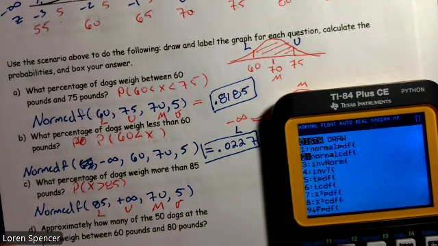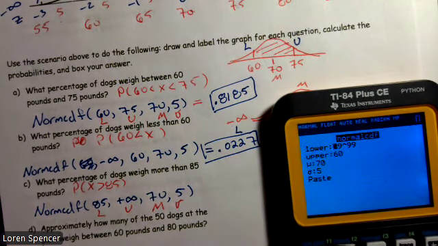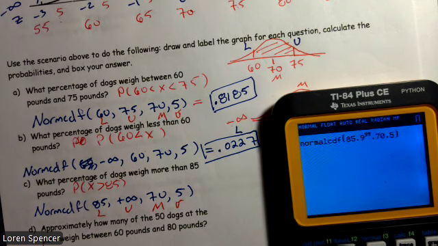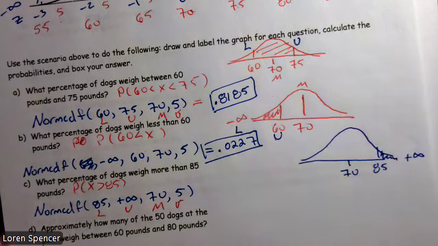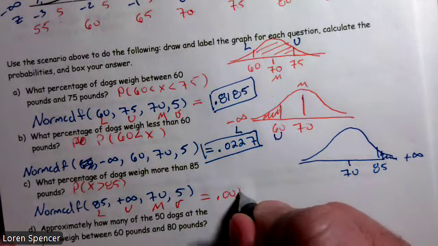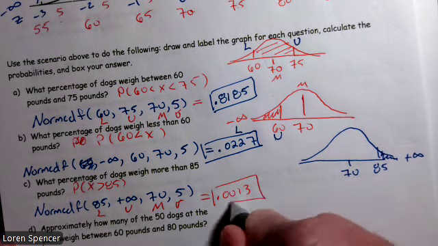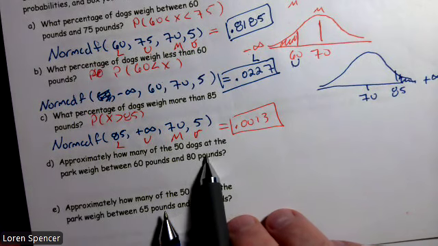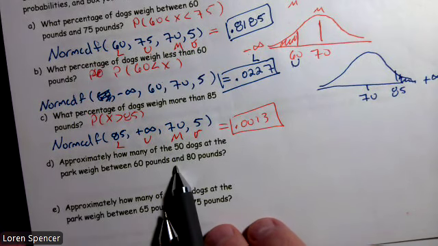Second VARS, normal CDF, lower 85, upper 9 raised to the 99th, mean is 70, standard deviation of 5. And I get 0.00134. Pretty small amount.